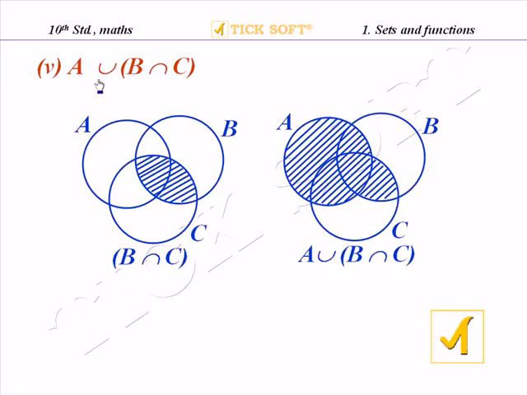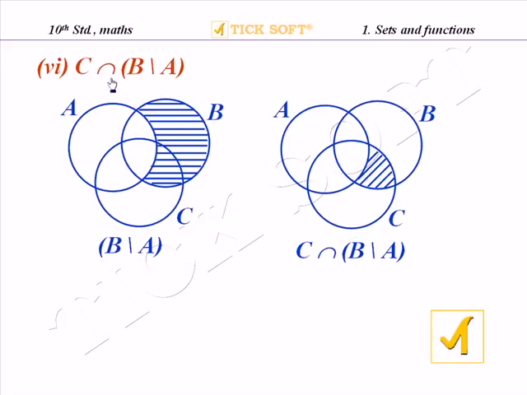Now A union B intersection C. So let's take B intersection C first. B intersection C means the common part for B and C you are considering. So this is B intersection C. Then A union B intersection C means with this B intersection C you have to consider the parts of A also. That is what you are having. B intersection C, and the portion of A is also taken. So this is your A union B intersection C.